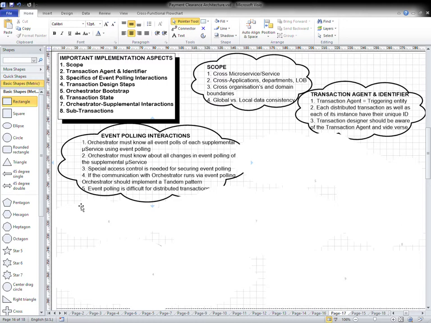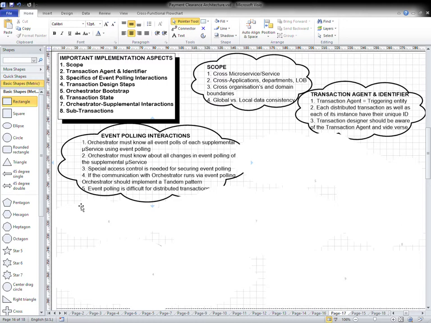Special access control has to be defined for each polling storage or polling mechanism, because it is not clear who owns that mechanism, the orchestrator or the supplemental microservice. It is always a case of the particular application implementation. If the communication with the orchestrator must go through polling, the orchestrator should be implemented in the tandem pattern, which we described earlier in this series of presentations.